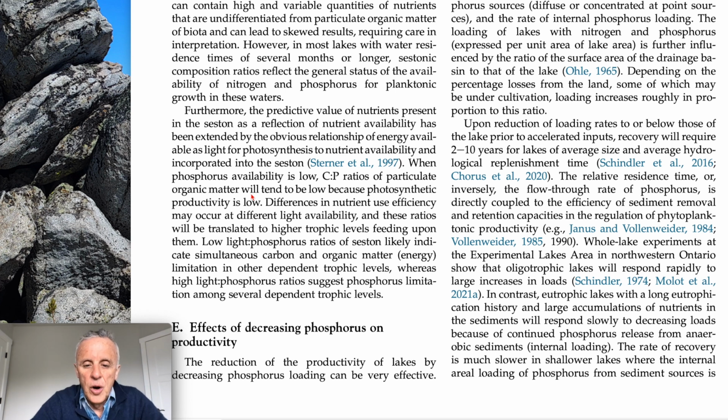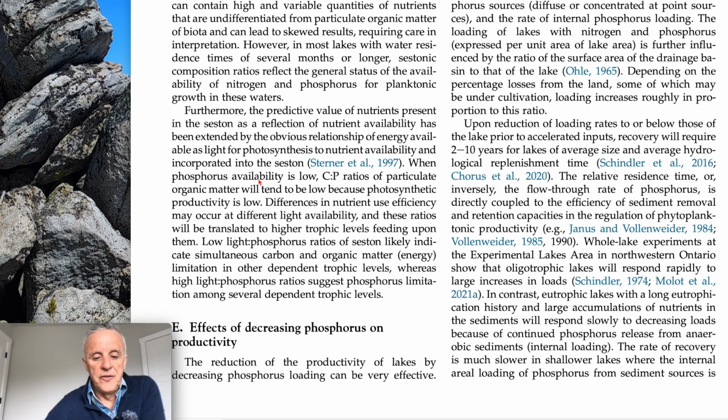Furthermore, the predictive value of nutrients present in the seston as a reflection of nutrient availability has been extended by the obvious relationship of energy available as light for photosynthesis to nutrient availability when incorporated into the seston. When phosphorus availability is low, C:P ratios of particulate organic matter will tend to be low because photosynthetic productivity is low. Differences in nutrient use efficiency may occur at different light availability, and these ratios will be translated to higher trophic levels feeding upon them.